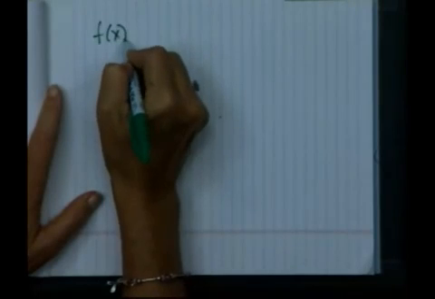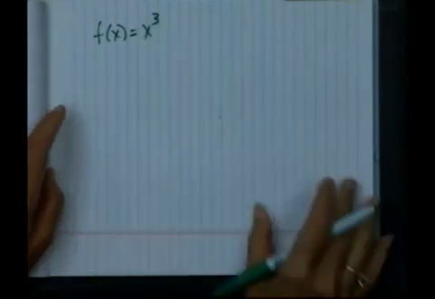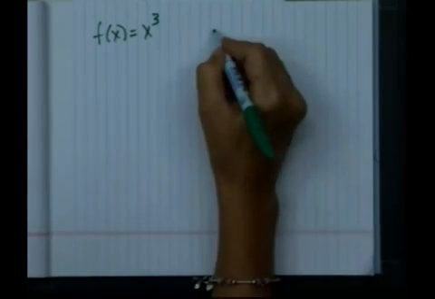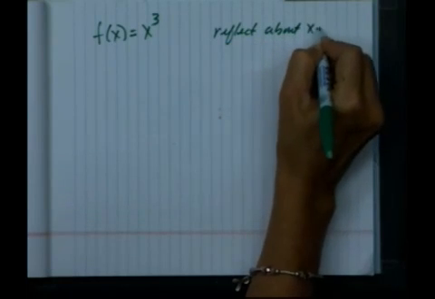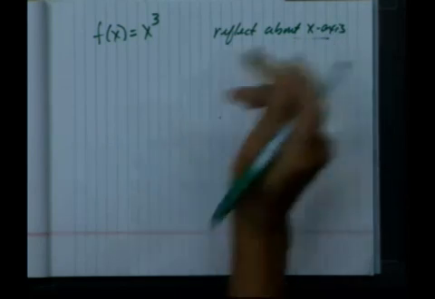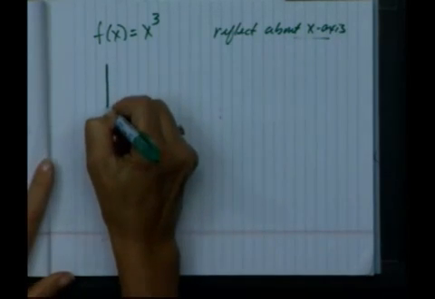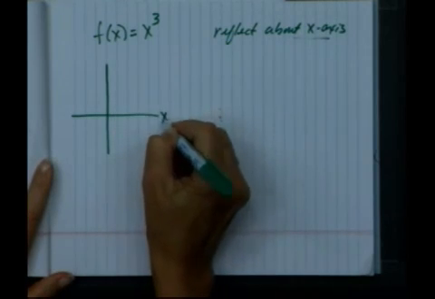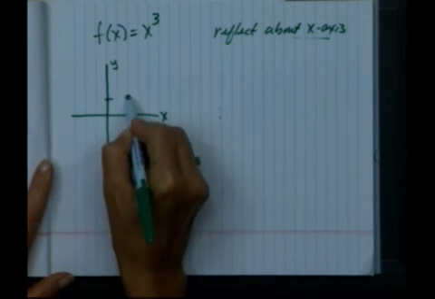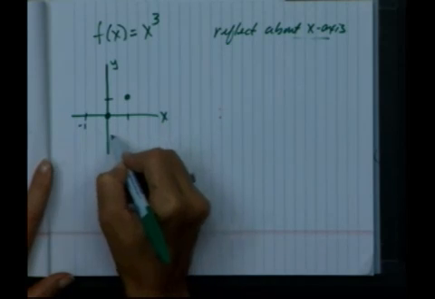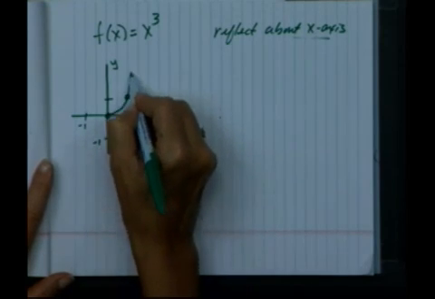Okay, next one we want to talk about is this function. This came off a web assigned question and probably out of the textbook. To reflect about the x-axis. Let's remember what the graph of y equals x cubed looks like. What are the key points, everybody? 1, 1, 0, 0, negative 1, negative 1, but you have to know it looks like this.